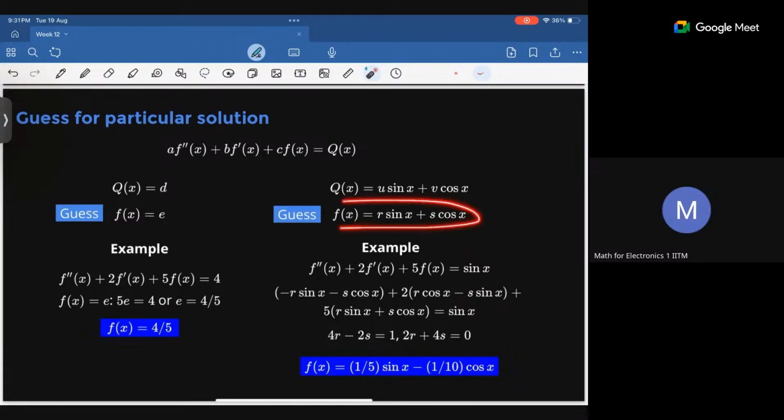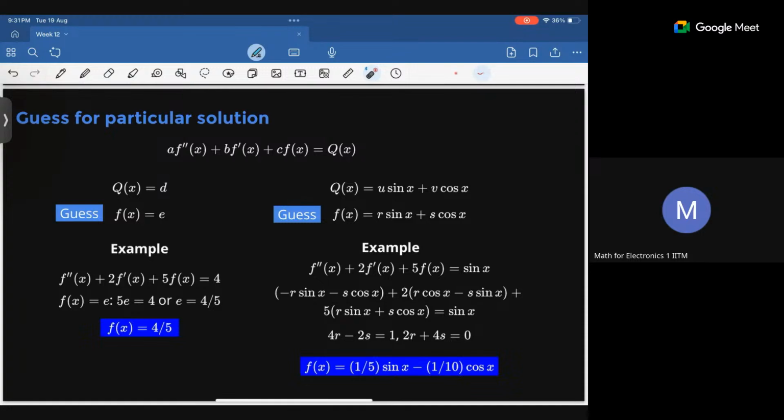since we guess that our solution is r sin x plus s cos x, you take the derivative of this, and the double derivative of this. We know how to take the derivatives of cos and sin. Then you will see that f double prime will be minus r sin x minus s cos x. F prime will be r cos x minus s sin x. And then f of x is r sin x plus s cos x, which should be equal to sin x.